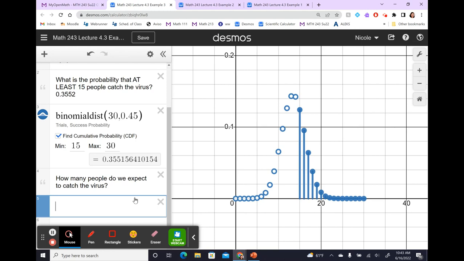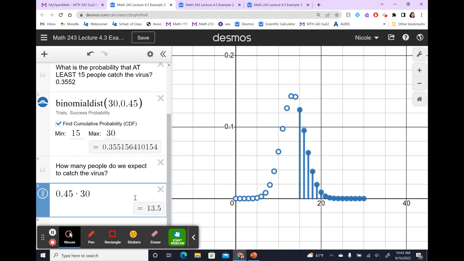Well, remember, we use the formula p times the number of trials, probability of success times the number of trials. Well, it's a 0.45 probability of success times 30 people. And we expect about 13 and a half or 14 people. We want to round up, 14 people to get the virus. All right. So this is how to use Desmos to help calculate binomials. It's pretty slick, actually. It's way better than what we've done in the past.